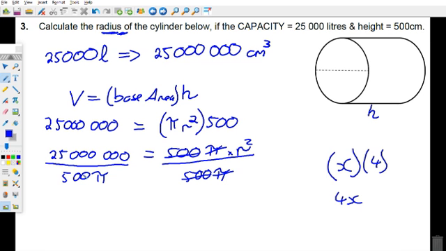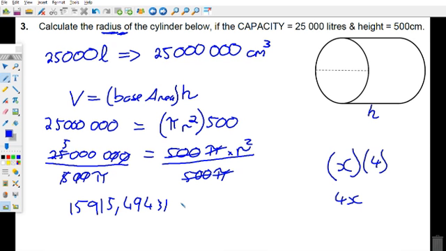You shouldn't get too big of a number. These 2 cancel there. This 5 is going to cancel there. It's going to be just a 5. So 50,000 divided by pi. It's 15,915.49431 and so on. Yes.